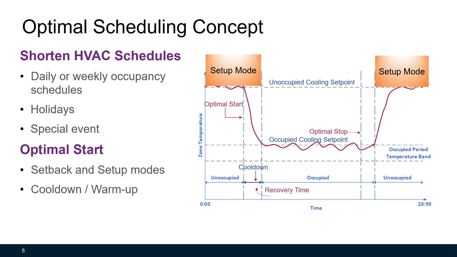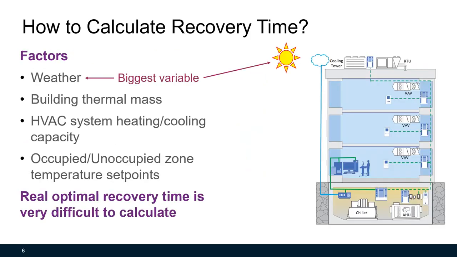And the time for the cool down or the warm up period is called recovery time. So optimal start is basically to determine how long the recovery time needs to be. Factors impacting the recovery time include weather, that's the biggest variable, building thermal mass, HVAC system heating or cooling capacity, and finally, occupied period and unoccupied period zone temperature set points. Because many of these factors are dynamic, they change every day, so the real optimal recovery time is very difficult to calculate.